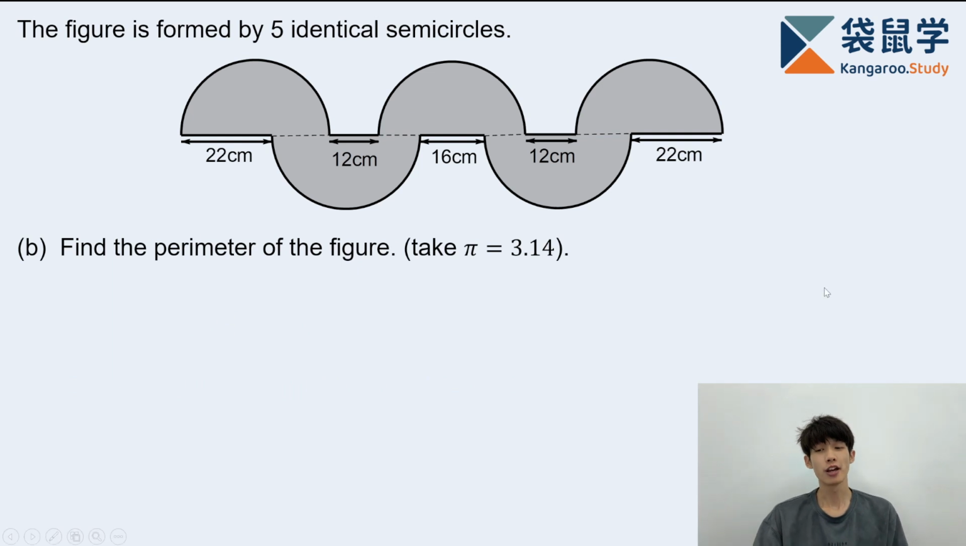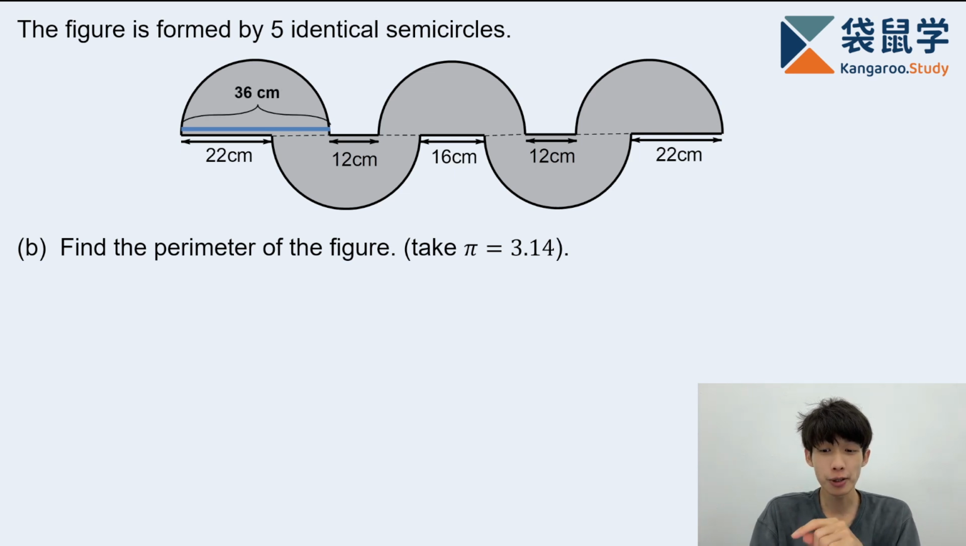For question B, find the perimeter of the figure, taking pi equals 3.14. First of all, let's bring the answer from question A, which is the diameter equals 36 centimeters. Now for the perimeter, that means this curve, the straight lines, curve, straight lines. But the problem is, how are we able to find this curve, the one I'm drawing now?